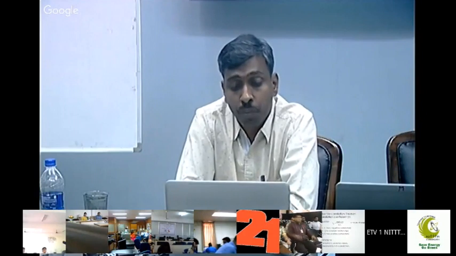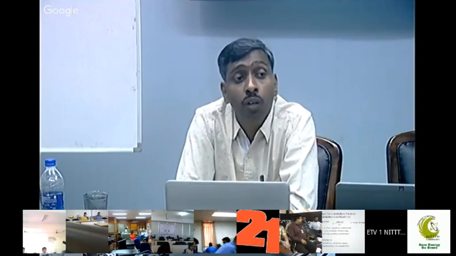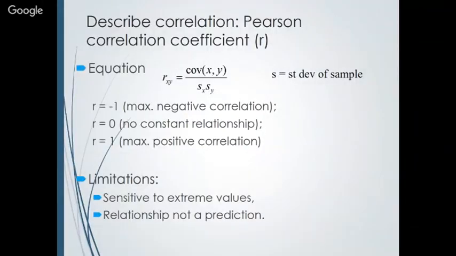So we can interpret the result of correlation in such a way that if the value is nearer to -1, then we can say that there is a strong negative correlation between the two variables. If the result is nearer to 1, then we can say that the maximum positive correlation is there. And if r is equal to 0, or near a value of 0, we can say that there is no correlation between the two variables.